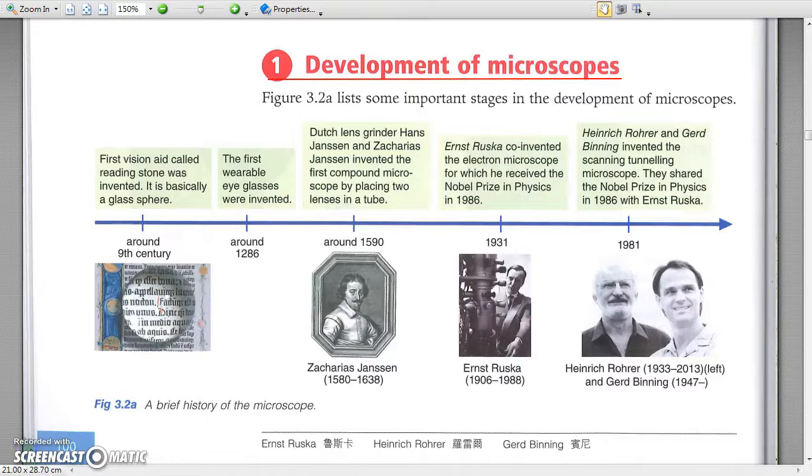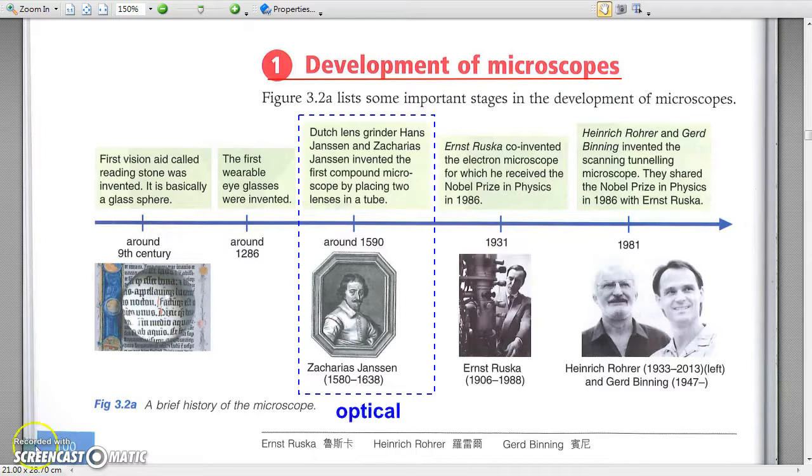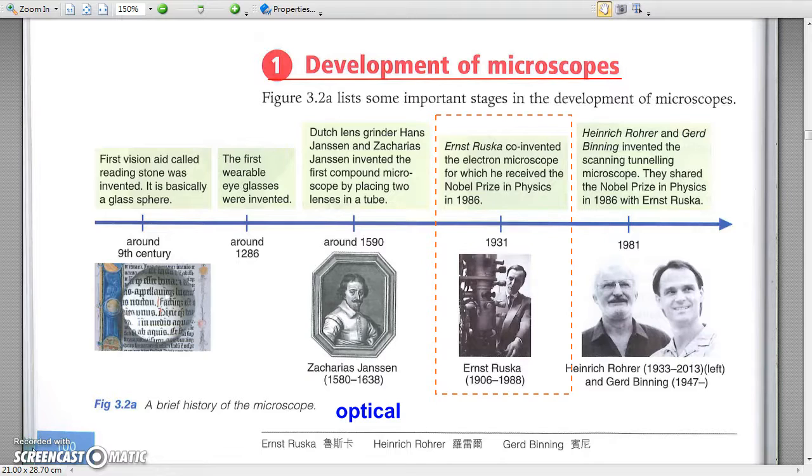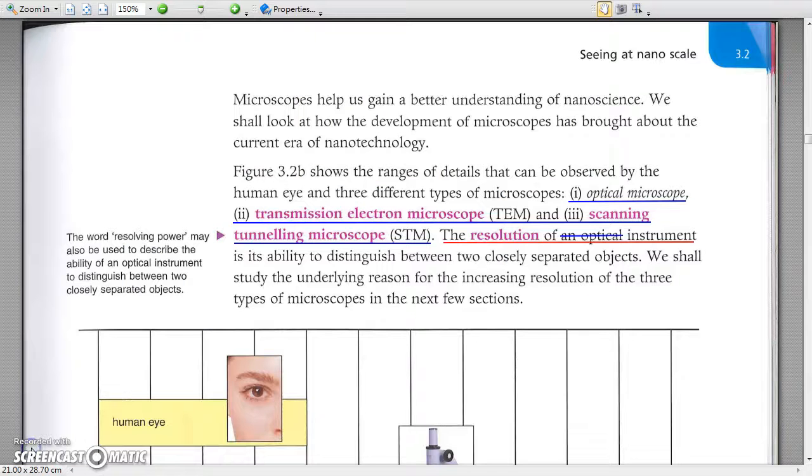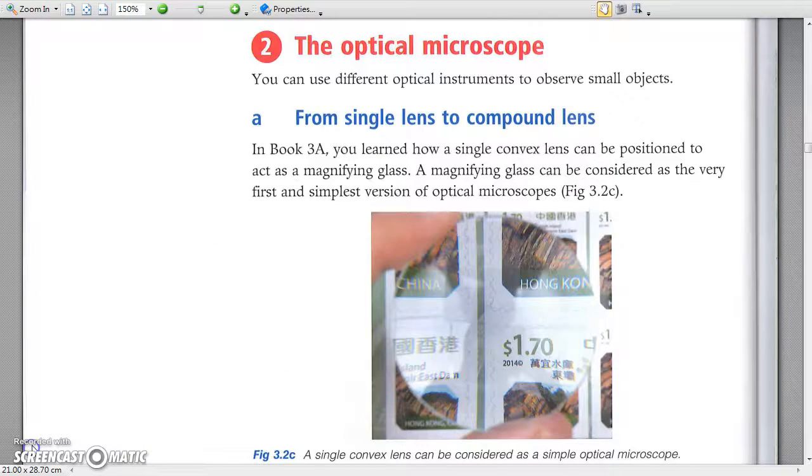1. Development of microscopes. The compound microscope, an optical microscope, was invented about 400 years ago. Later on, more advanced microscopes, such as TEM and STM, allow us to see at nanoscale by increasing the resolution of the instrument. 2. The optical microscopes.